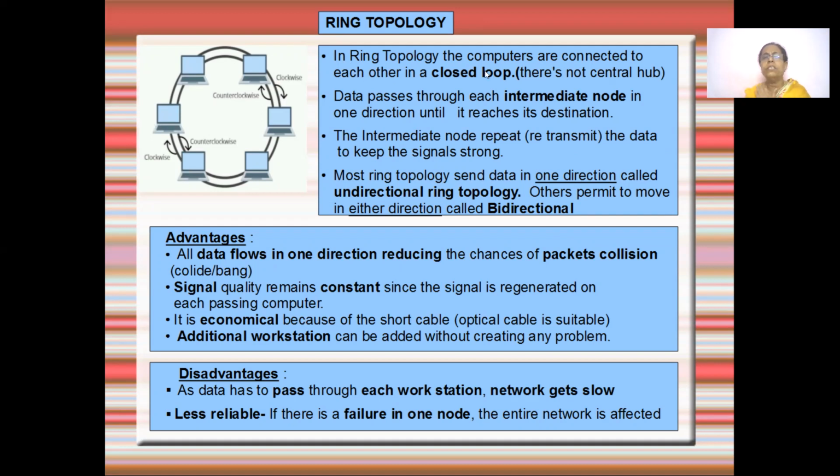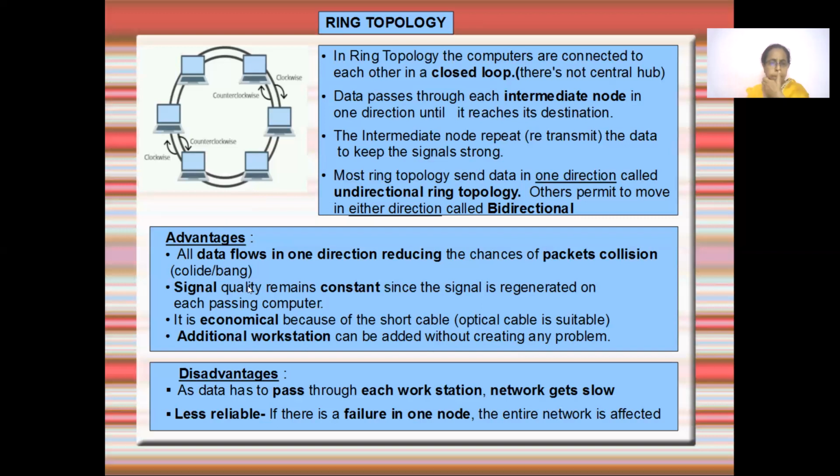Let's read it. In ring topology, the computers are connected to each other in a closed loop. There is no central hub. If any data is being sent, it has to pass through each intermediate node, and it goes in one direction until it reaches its destination. The intermediate node repeats or retransmits the data. The data comes here, and again it's transmitted to the next, and again to the next till it reaches its destination. So it keeps the signal strong. Most ring topologies send their data in one direction; it's called unidirectional ring topology. If it's sending in two directions, it's called bidirectional.